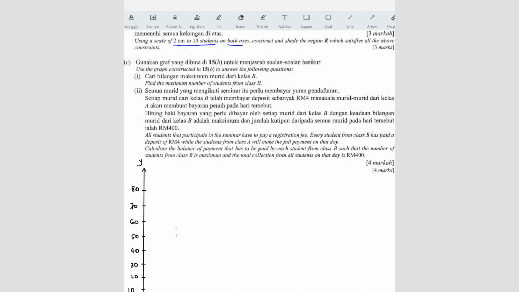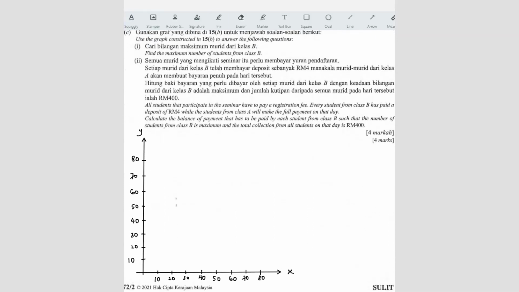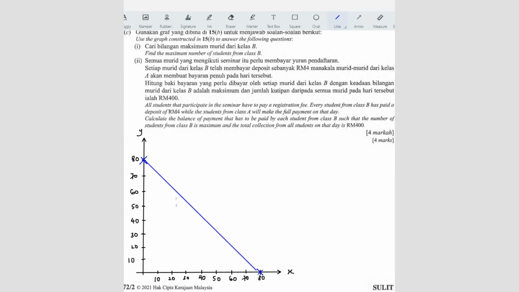Okay, so we're going to plot this graph now. So let us look back at this table here. Okay, the first table we have 0, 80. Let's see, where is 0, 80? 0, 80 is here. Let me use a different color. 0, 80 is here. And then the next one is 80, 0. So it's here. Okay, so when we draw our line, it's going to be here.